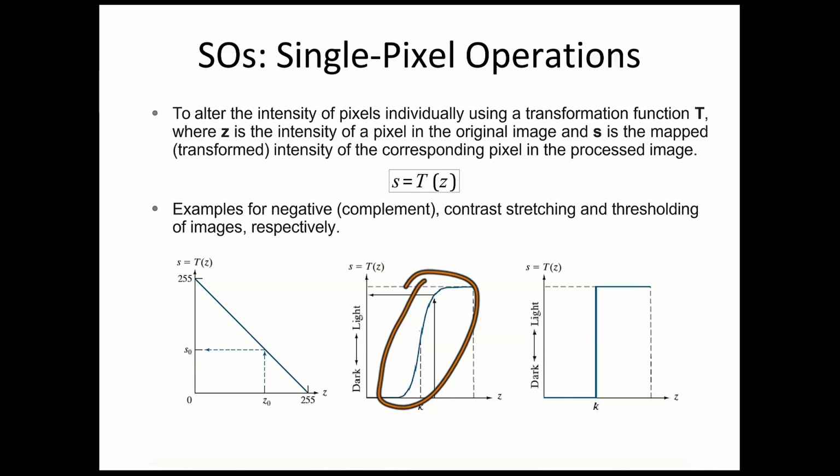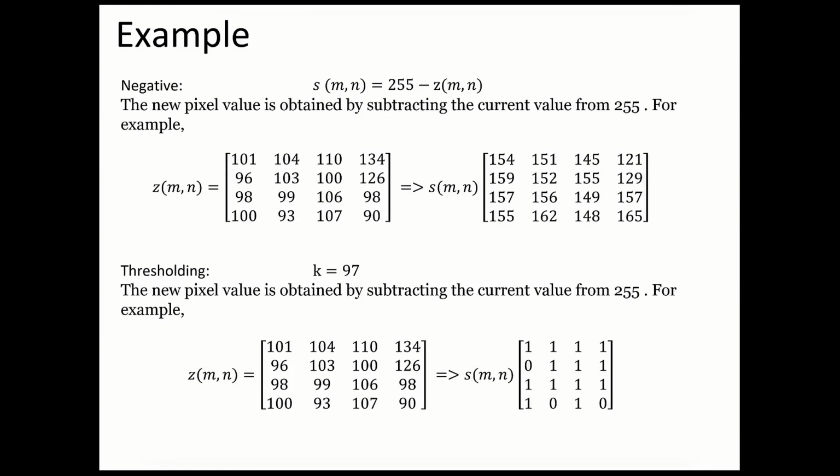No, it's not smooth. I will say the texture will be clearer. So here again, a simple example: a negative is subtracting from 255, so I will get the negative. And if I want thresholding, let's say the threshold is 97, so above 97 will be 1 and below will be 0. But it depends. Sometimes you can say not 1 but 255.